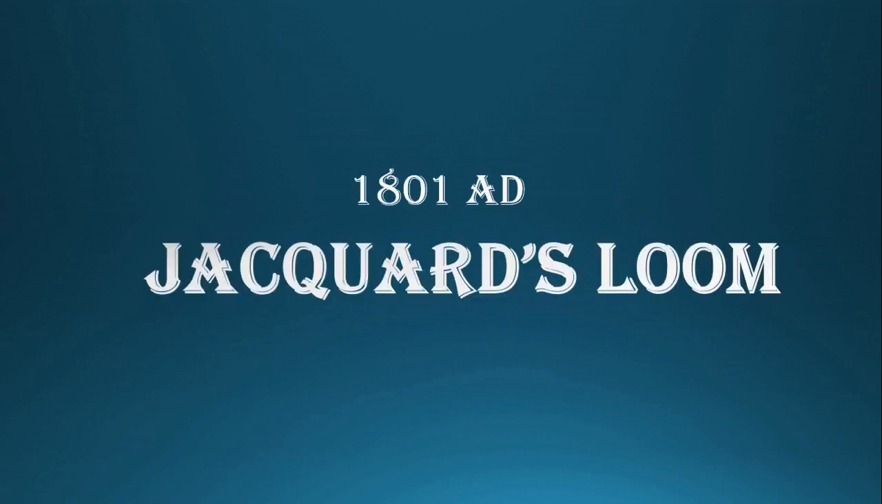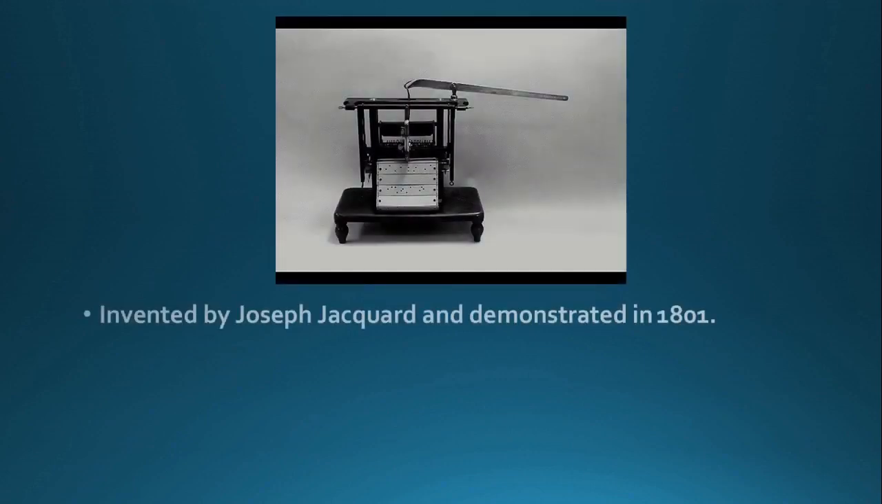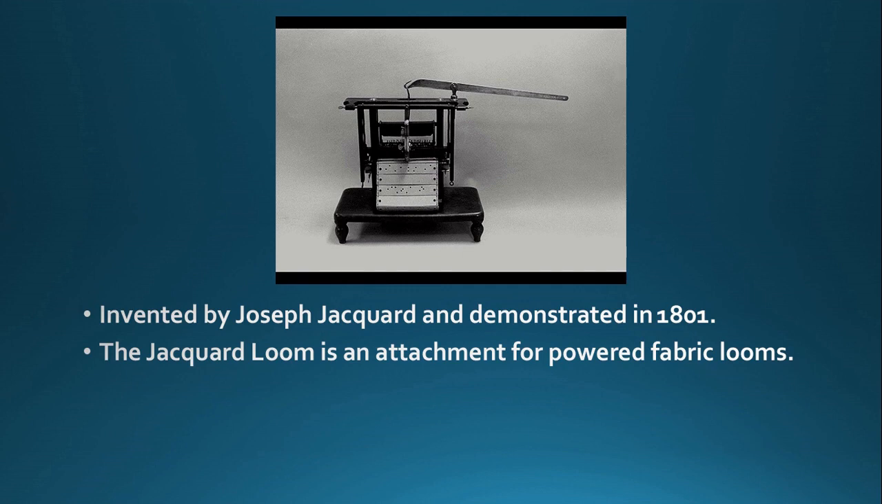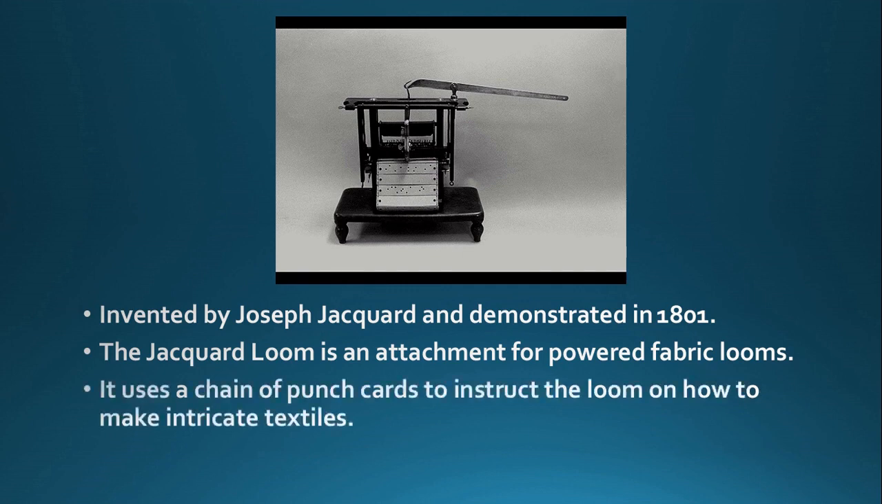1801 AD, Jacquard's loom. Invented by Joseph Jacquard and demonstrated in 1801. The Jacquard loom is an attachment for powered fabric looms. It uses a chain of punch cards to instruct the loom on how to make intricate textiles.